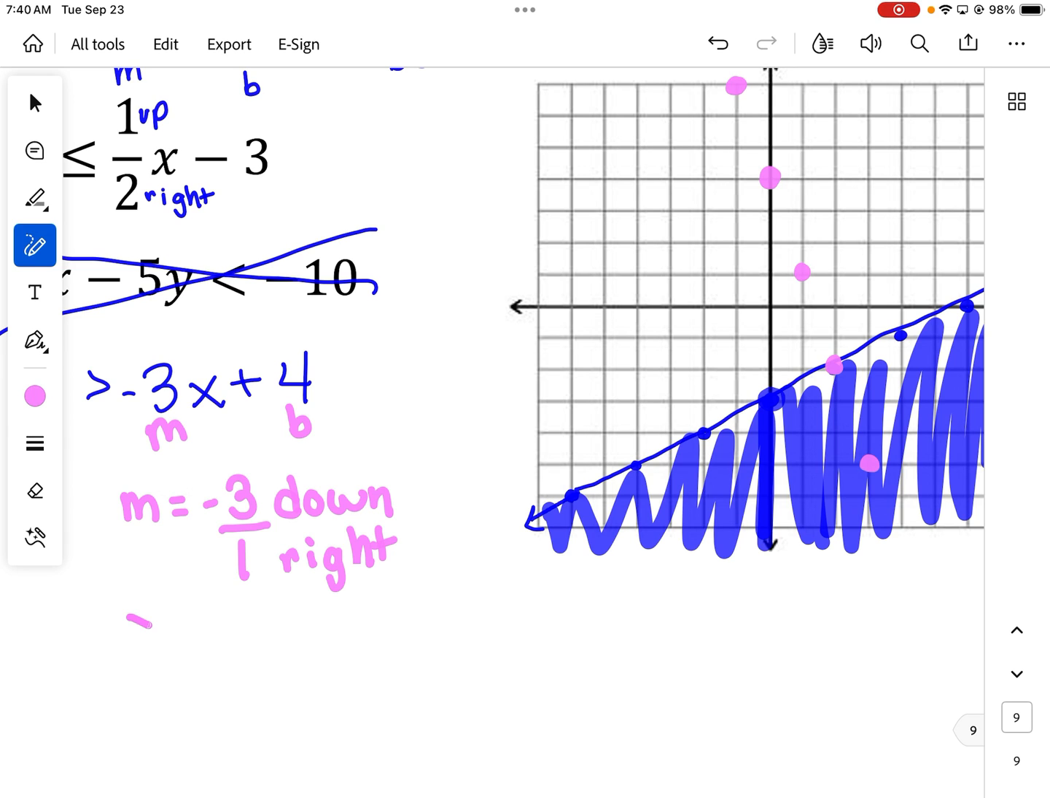So the second equation has the inequality that looks like this. It's a greater than symbol. So remember, left hand makes a less than. This one's the opposite. It's flipping your left hand over, so it's greater than. So this is going to be dashed, and greater, wouldn't it be above? Above.